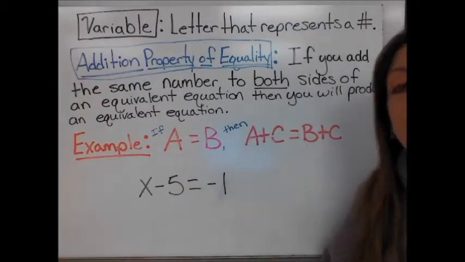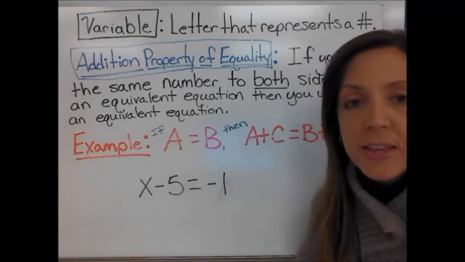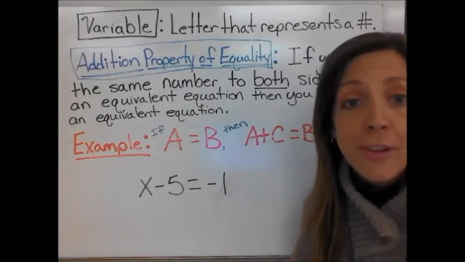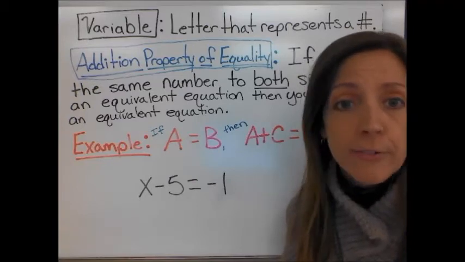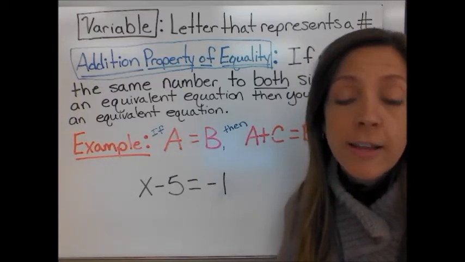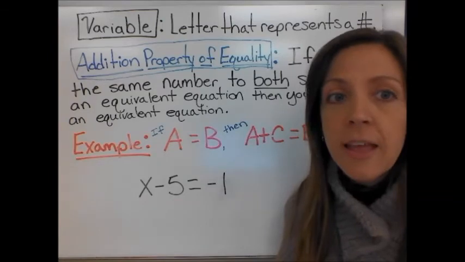A variable is a letter that represents a number. So it's a letter that you'll see in the place of a number. A variable could be any letter, A through Z. Pick a letter of the alphabet, you could find it in a math equation.